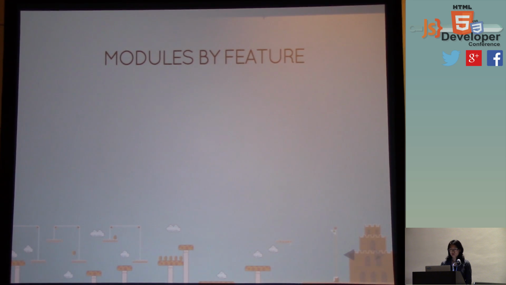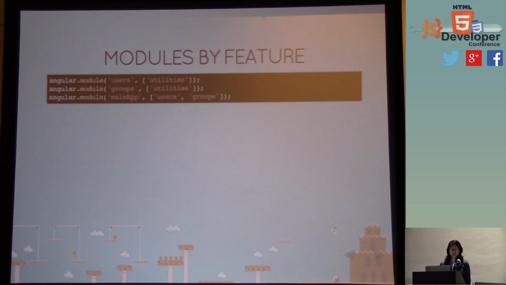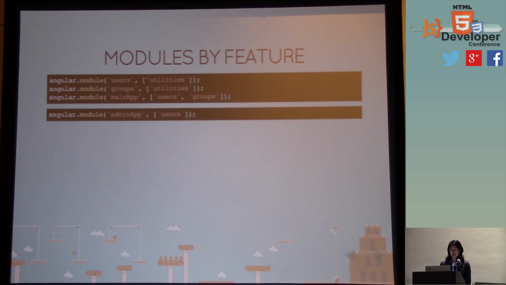And then what I started doing was splitting up my code by feature. So I have a module for, let's say, a users feature. It can depend on other services like a utility. I have groups. And the great thing is that now my app can depend on the users feature and this groups feature. But then I can have a separate Angular app. Let's say I have an admin app that allows you to manage a bunch of users, and it wants to use all the things that I've created under users as well. So now you can do that. You can create separate Angular apps.